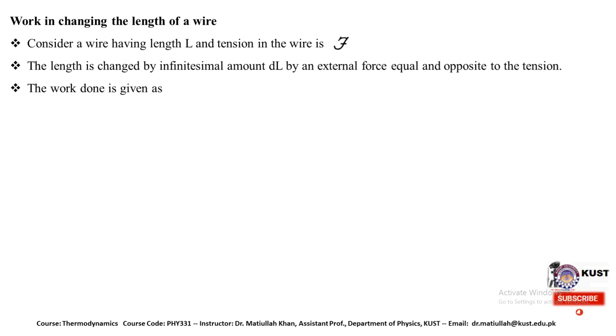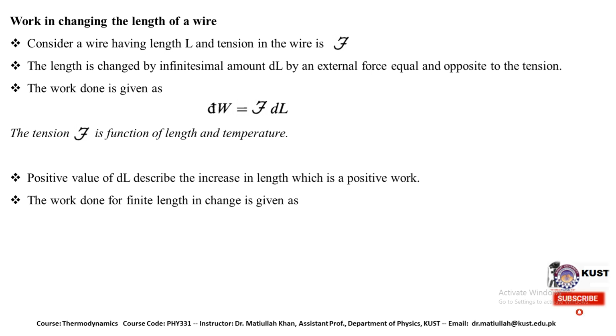So we have the other part of the lecture, that is work in changing the length of a wire. We consider a one-dimensional system and we need to calculate the work done in changing the length of a wire. For that purpose we consider a wire having a length L and tension in the wire represented by tau. The length is changed by an infinitesimal amount dl by an external force equal and opposite to the tension. So the work done is given as dW equals tau dl. The tension tau is a function of length and temperature, as shown in the above equations.